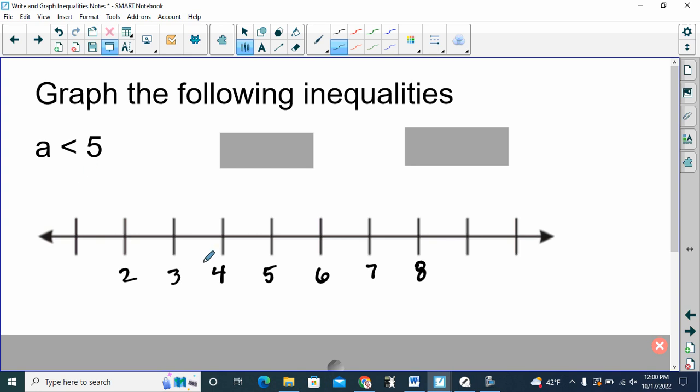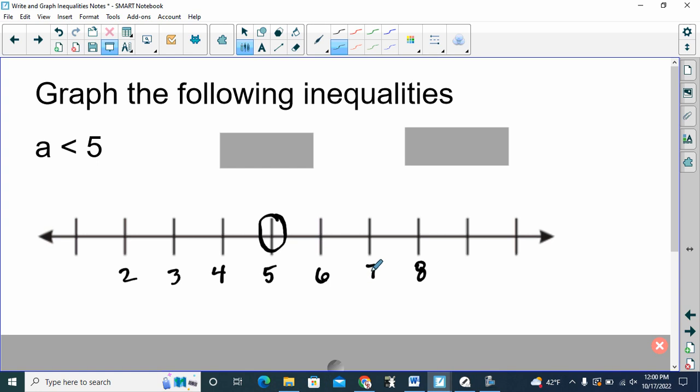We need to decide if we have an open circle or a closed circle. a is less than, but not equal to 5. a should not be equal to 5. I do not want 5 to be shaded in because it is not part of my solution. So I put an open circle at the 5.